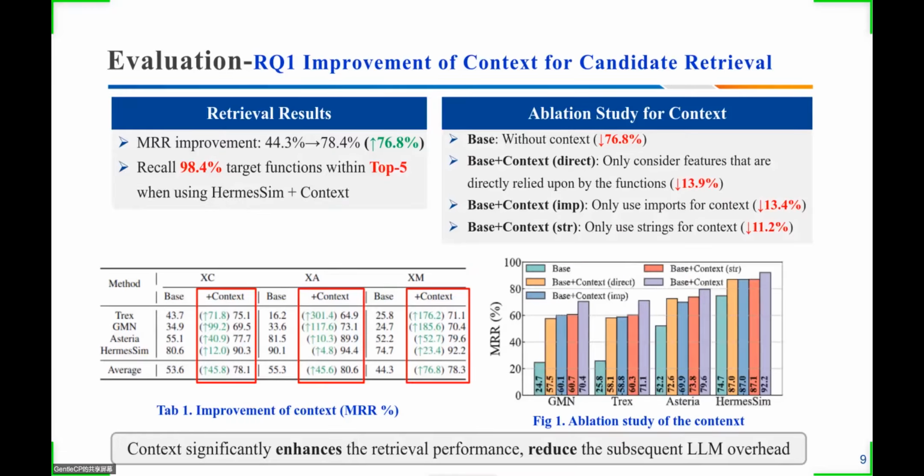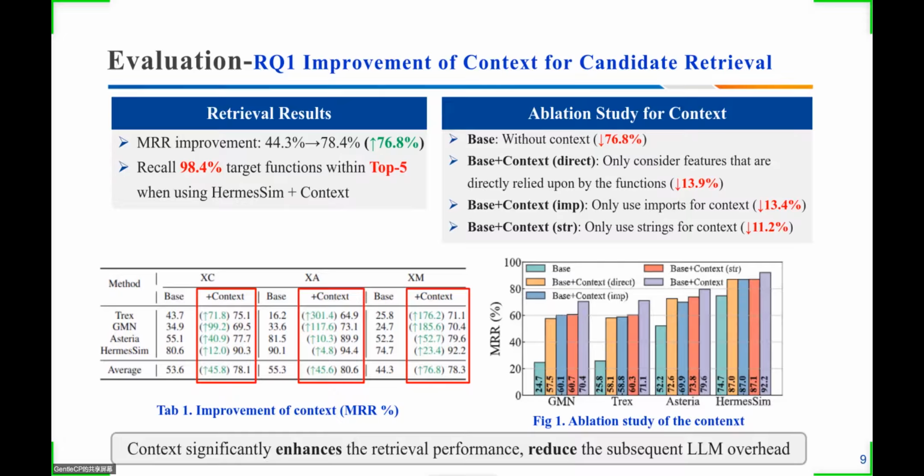Our first research question explores the impact of context on candidate retrieval. Table 1 shows that adding context will improve the MRR score by a large margin. Specifically, using Hermes with context requires the majority of target functions within the top 5 candidates, significantly reducing the LLM processing costs.